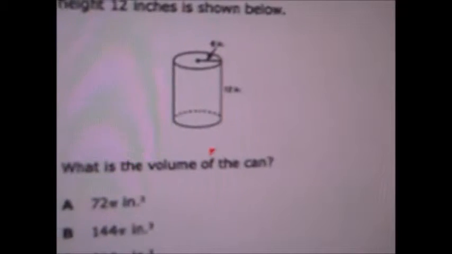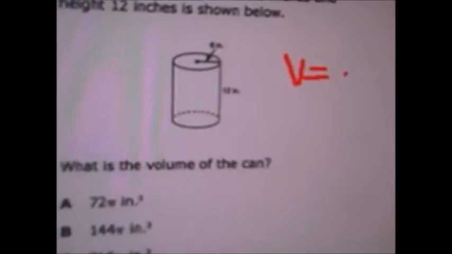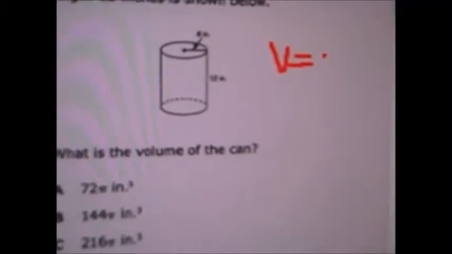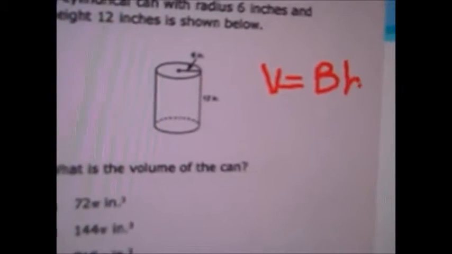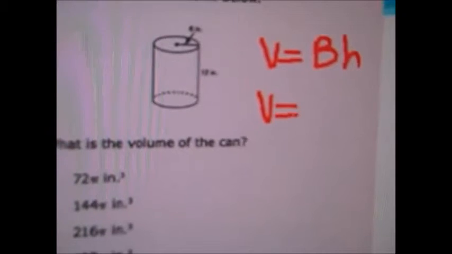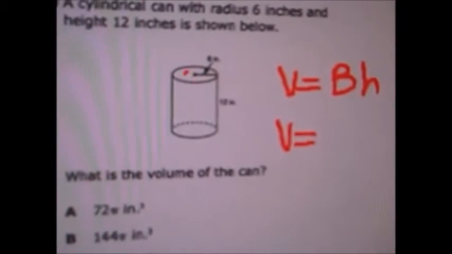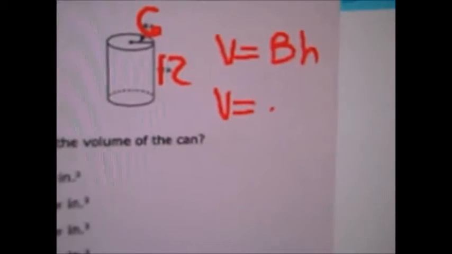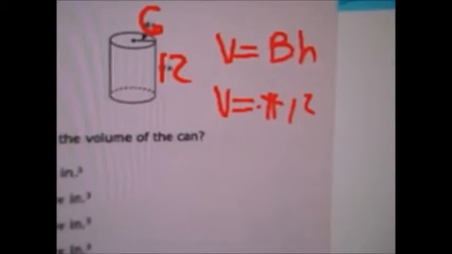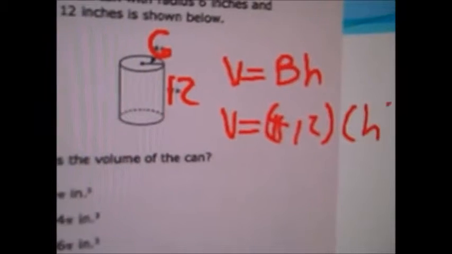Once you know the volume, it's a cylinder. Use the formula chart again and check the volume of the cylinder. It should be base area times height. The area of the base will be the area of this circle right here. The radius is 6. So the area would be pi r squared, and you take that and multiply it by the height.